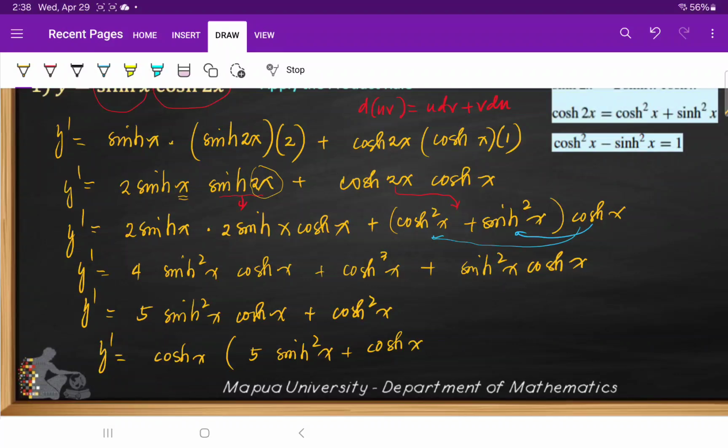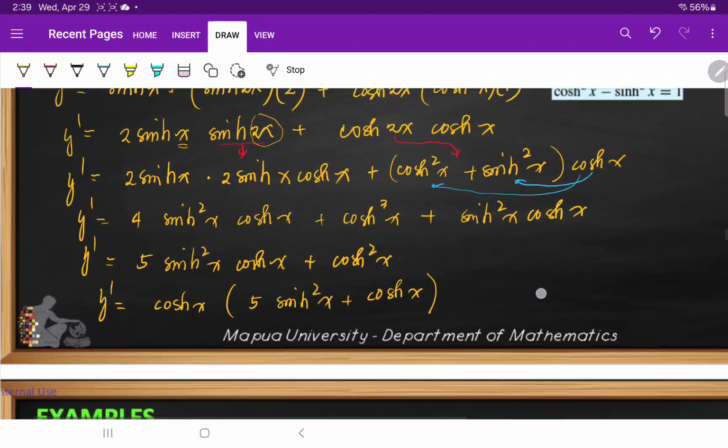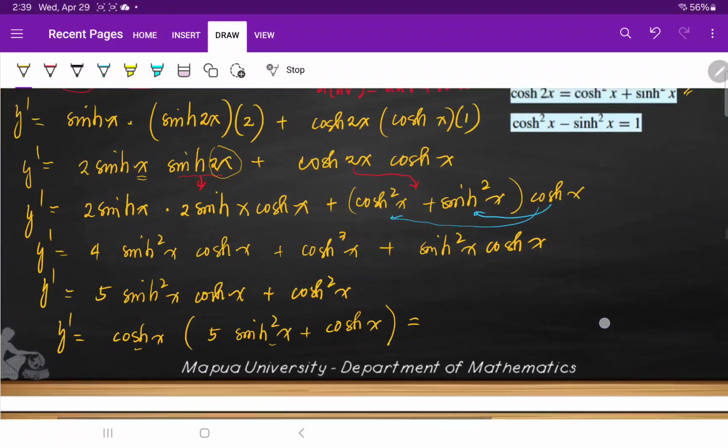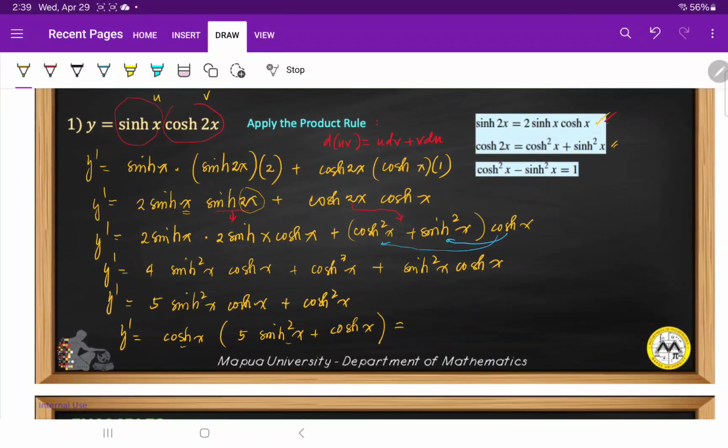And then, how many functions do we have? We have cosine and sine present. So we can also express this in terms of one function only. How will you change that into one function only?